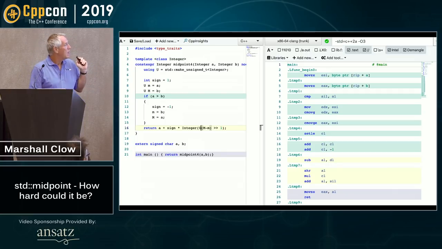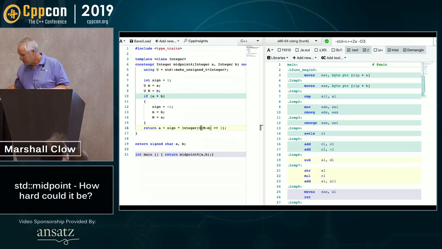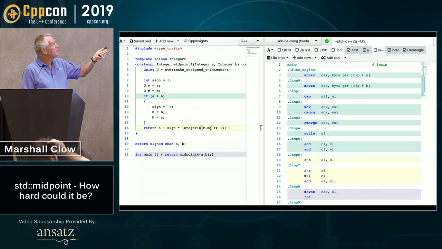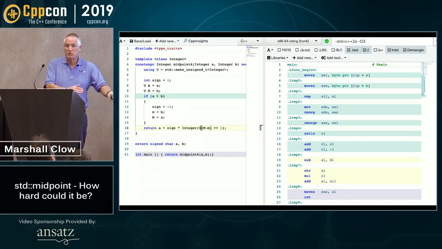Anyway, but it generates the correct code. We got correct answers out of it before the code gen bug was fixed, but it had a jump in the middle of it, and that was unfortunate. And so now we have some pretty nice code. It's fairly easy to understand. You make unsigned values. If A is bigger than B, you swap them. And then you do basically larger minus smaller divided by 2.